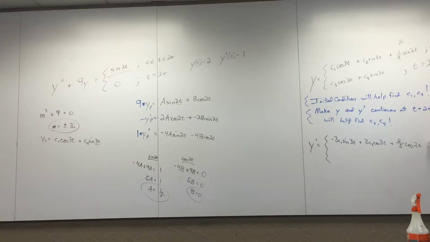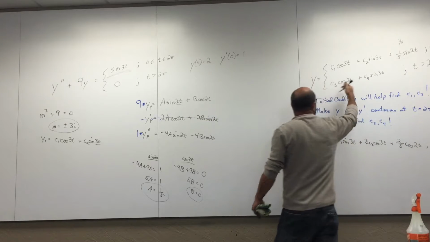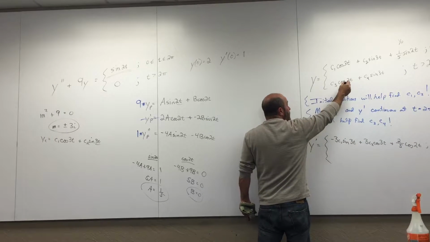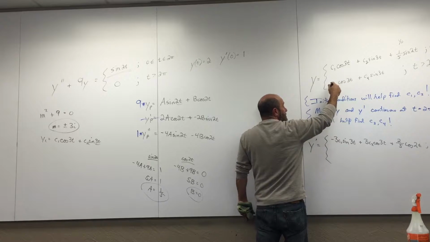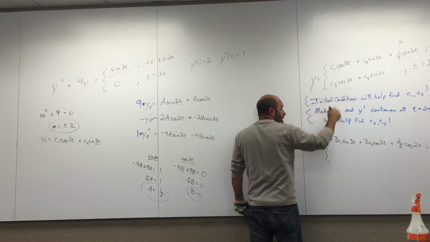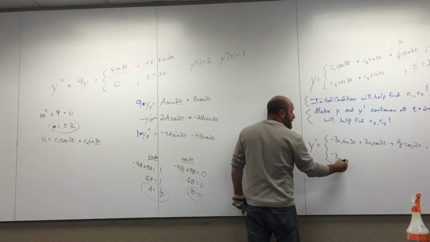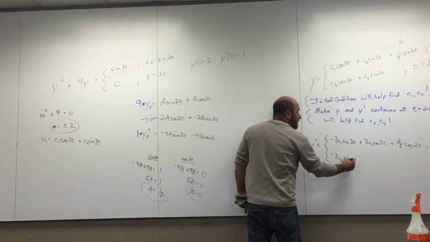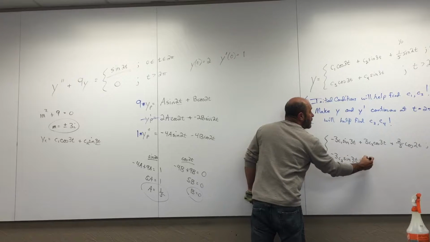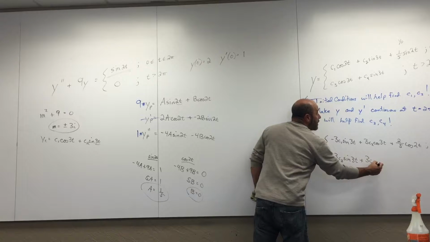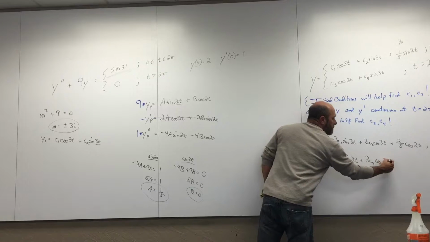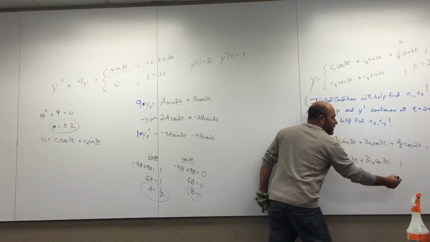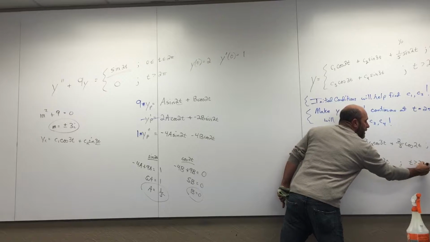This is y prime, and this is when I'm between 0 and 2 pi. All right, and I'll go ahead and do the bottom derivative. The bottom derivative would be kind of the same kind of thing: negative 3c3 sine 3t and a 3c4 cosine 3t. So that's the derivative when t is greater than 2 pi.